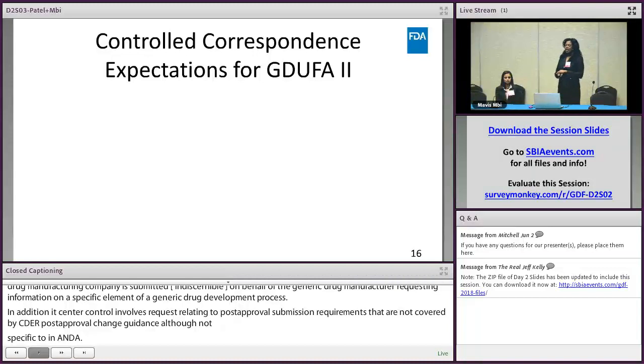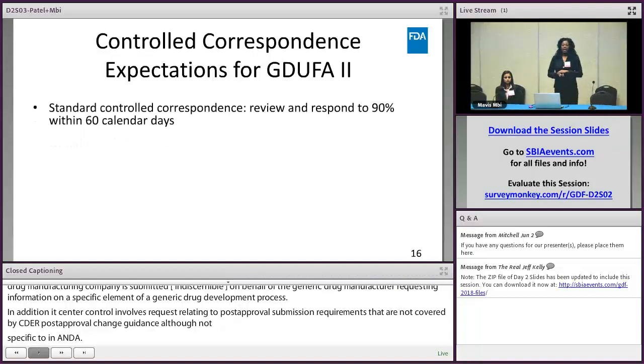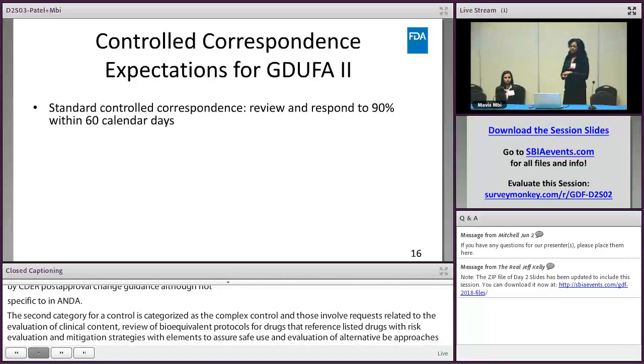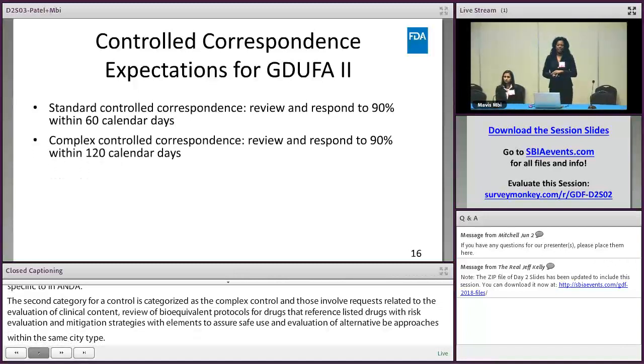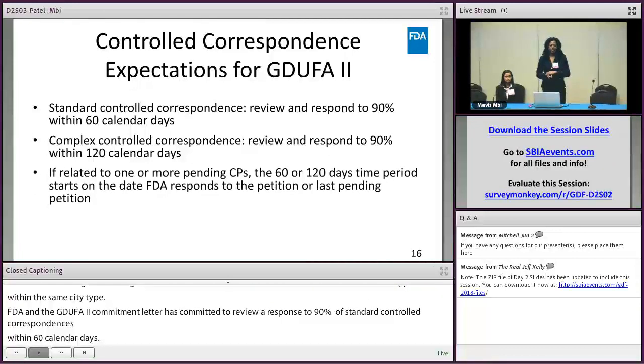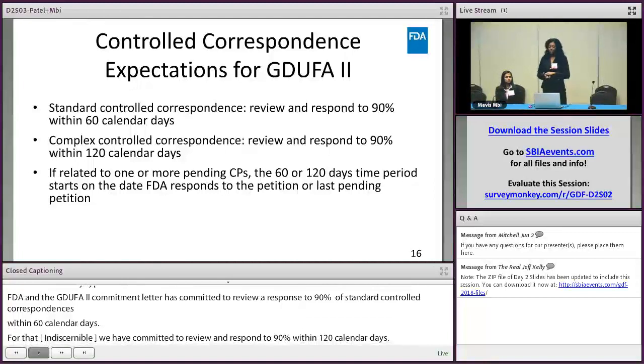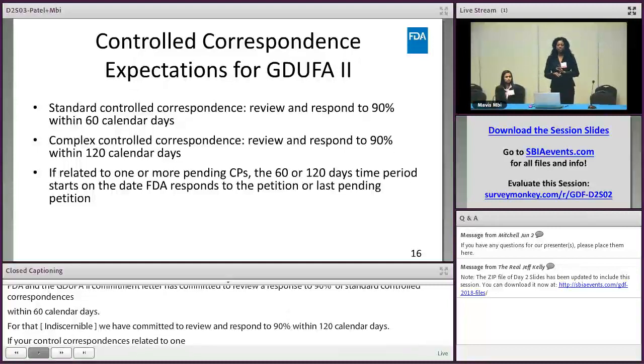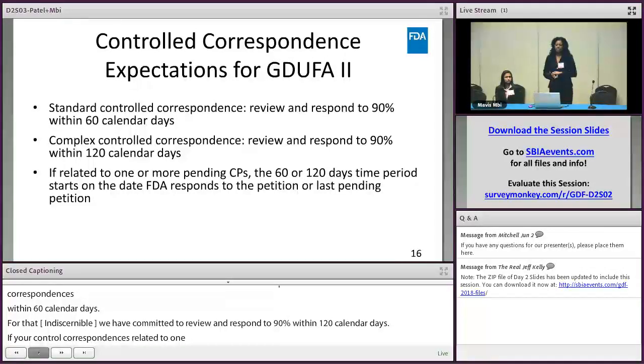So FDA, in the GDUFA 2 commitment letter, has committed to review and respond to 90% of standard control correspondences within 60 calendar days. And for complex control correspondences, we have committed to review and respond to 90% within 120 calendar days. And if your control correspondence is related to one or more pending citizen petitions, then the 60 or corresponding 120 calendar day time frame will begin on the date that FDA responds to the petition or the last pending petition.